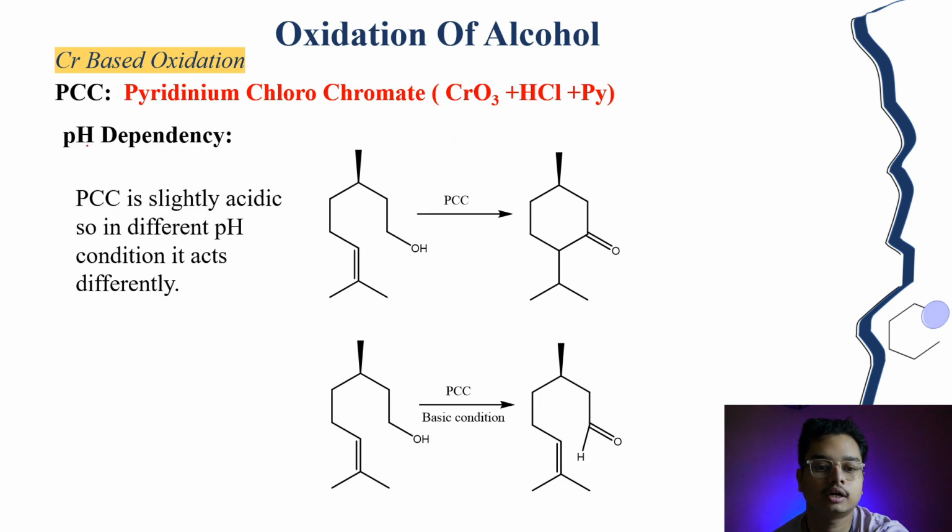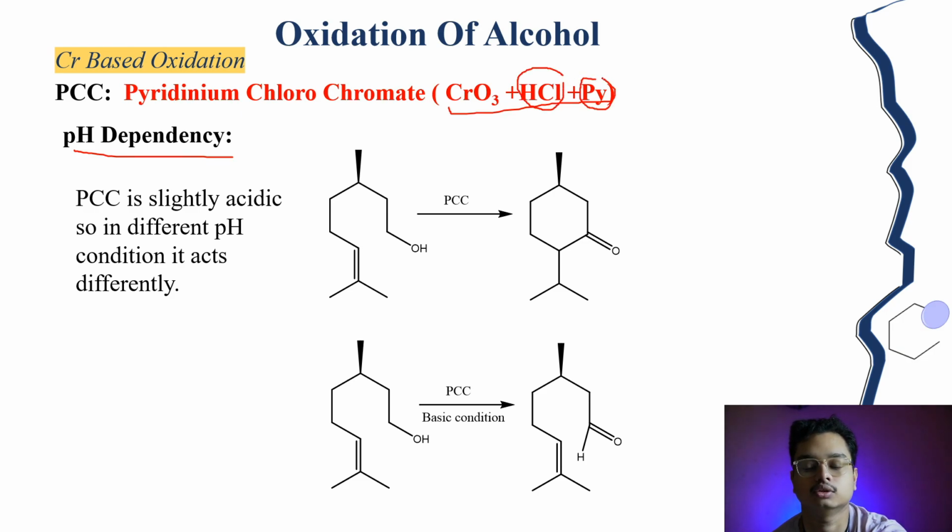Now let us talk about the pH dependency of PCC. The composition of PCC says that it has the acid part as well as the basic part. However, the pyridine is not basic enough to neutralize the HCl completely. That's why PCC becomes slightly acidic, and that's why sometimes a buffer is used, and the buffer is normally sodium acetate. Sodium acetate as a buffer is used to make this medium non-acidic.